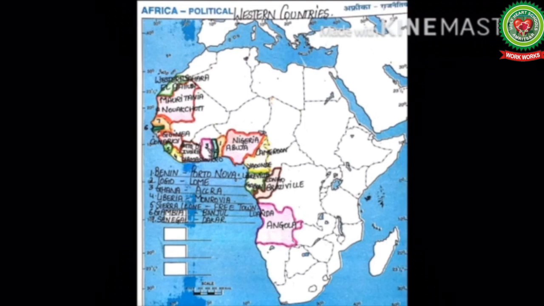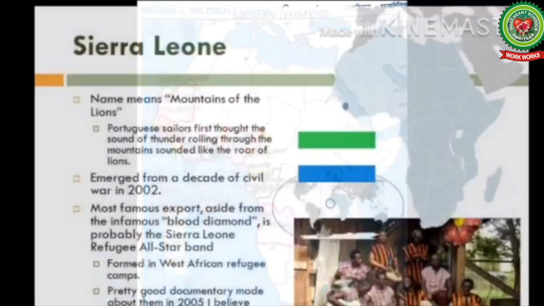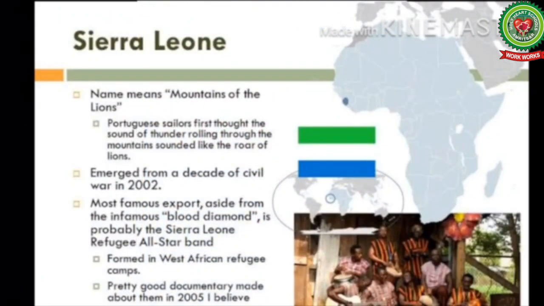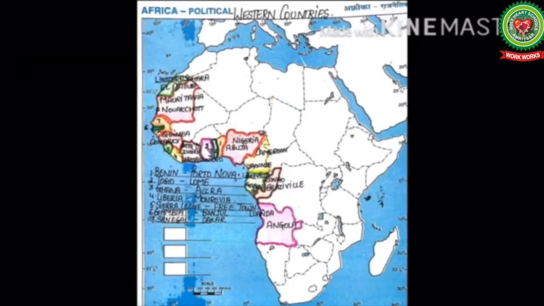How did this country get its name? Intense thunderstorms were encountered in its mountainous region. That's why the Portuguese gave it the name Roaring Mountains or the Lion's Mountain. The next country is Guinea. It is a small coastal country of West Africa. Its capital is Conakry. Around 60% of the land is classified as woodland or forest.